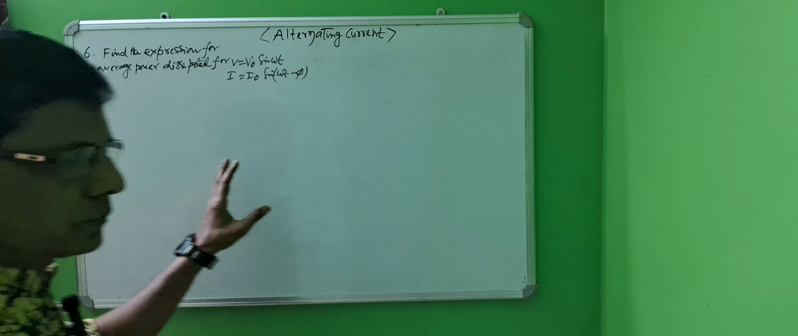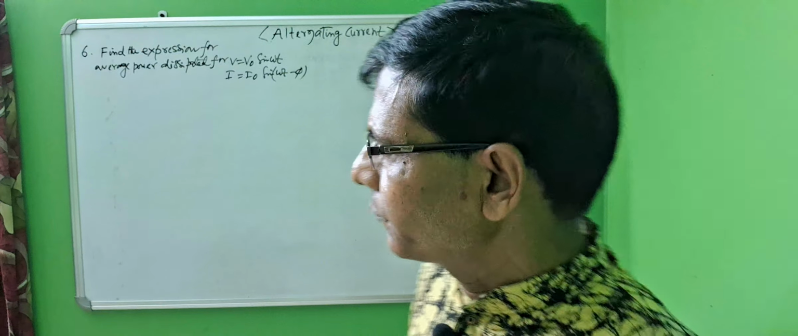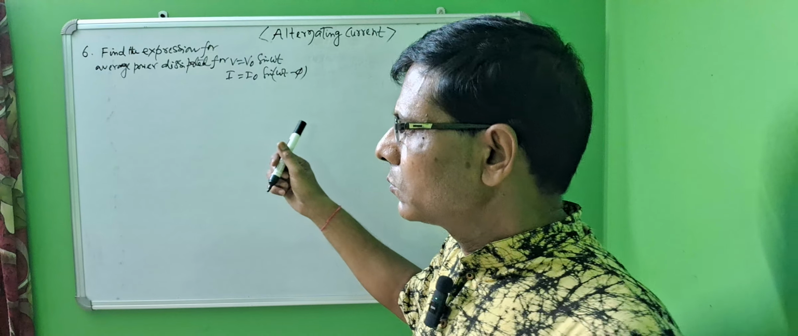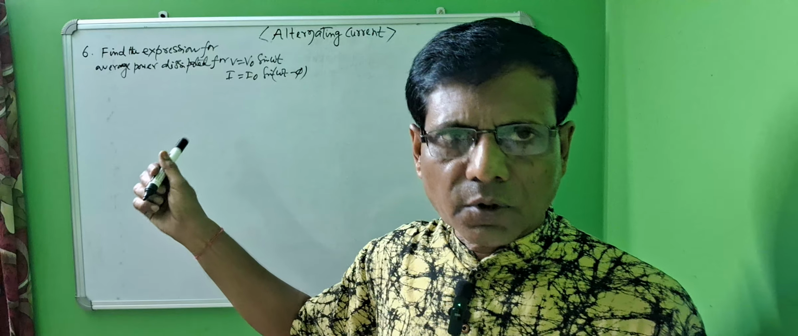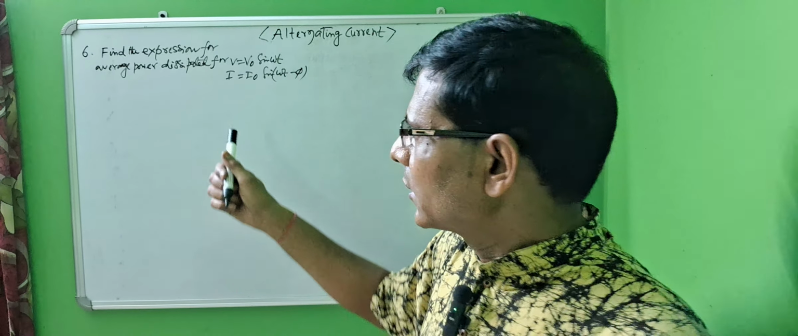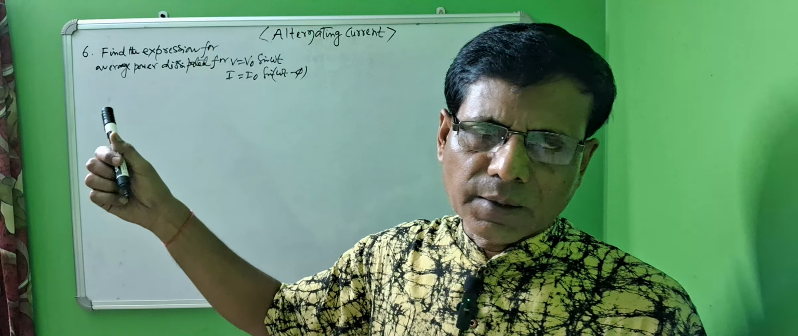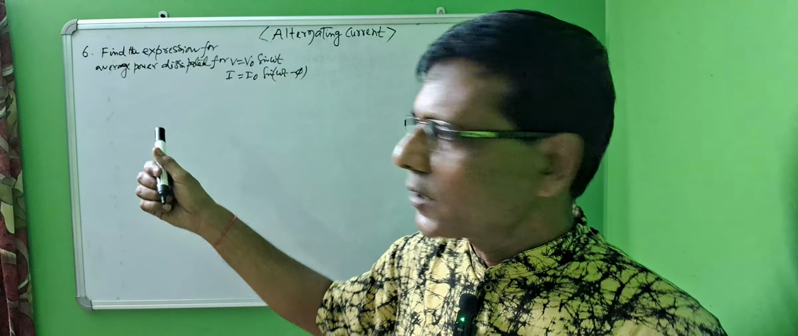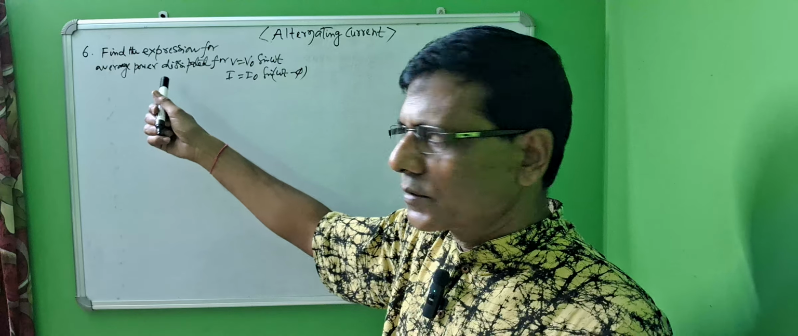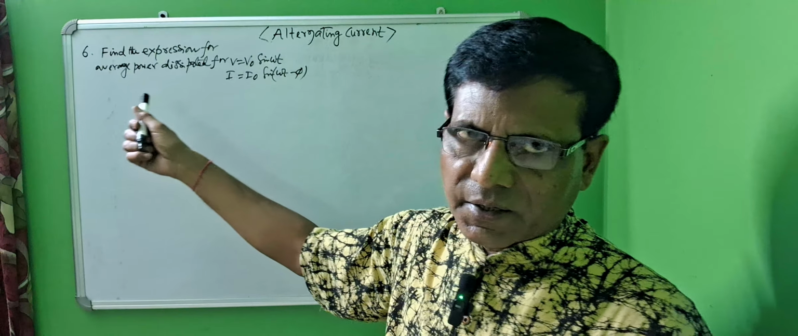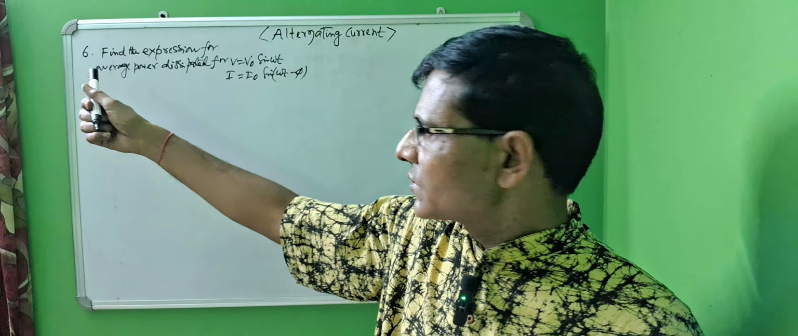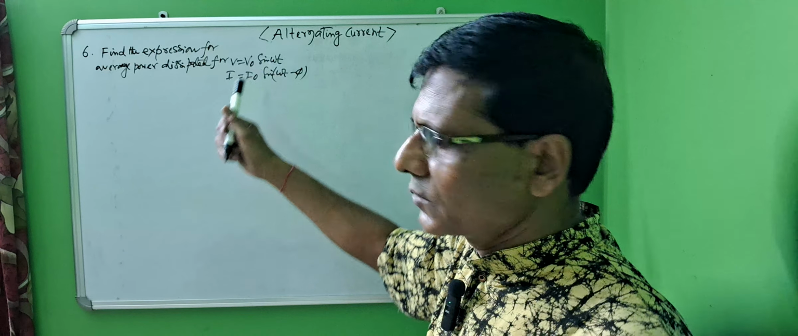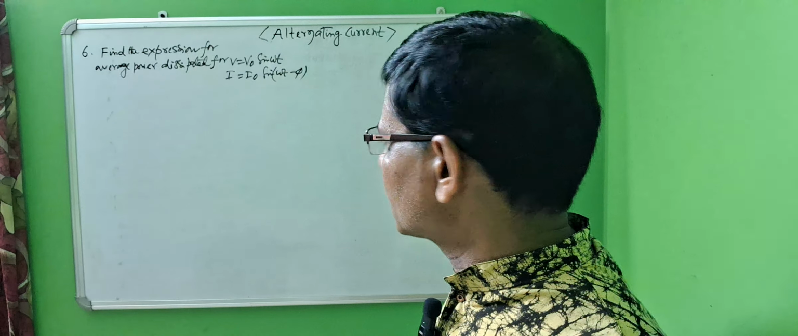This is a problem which is to be calculated to answer the following problem. This problem is not an MCQ type problem, because it has to be calculated to find the average power dissipated in the circuit. The question is written as: find the expression for average power dissipated for V equal to this and I equal to this.